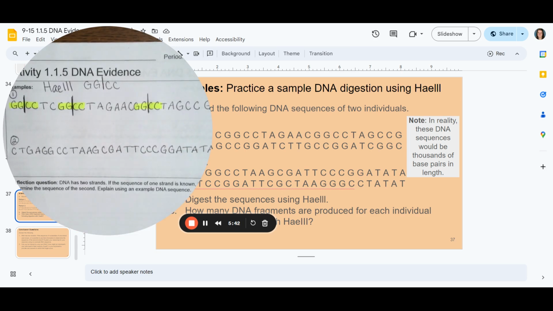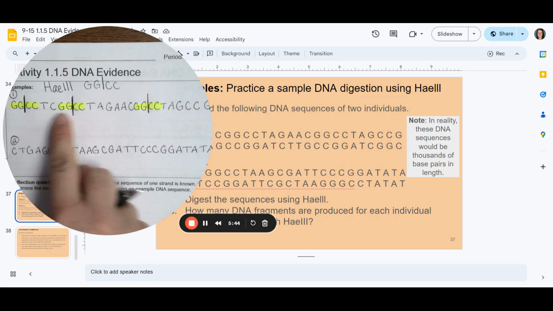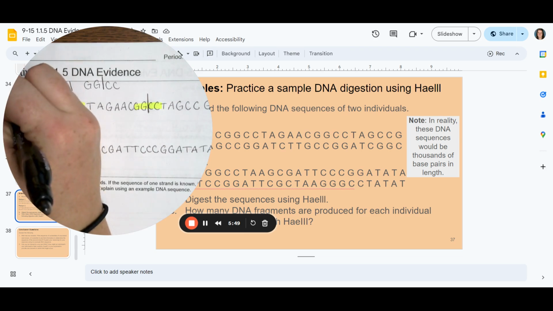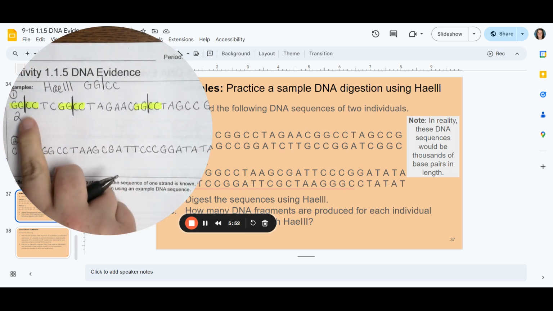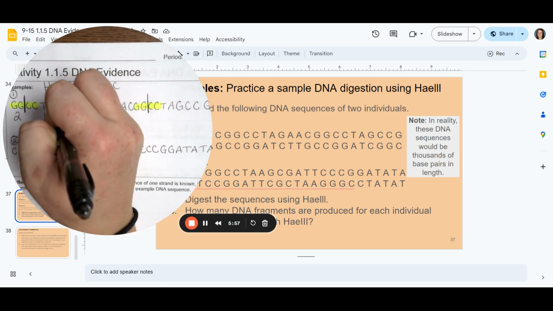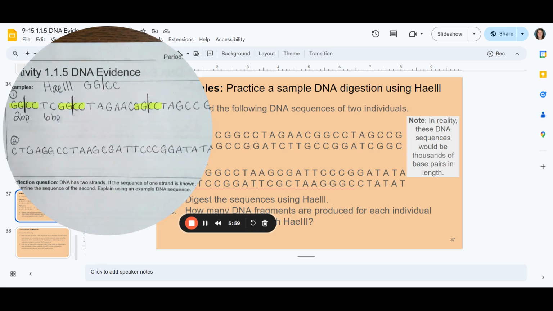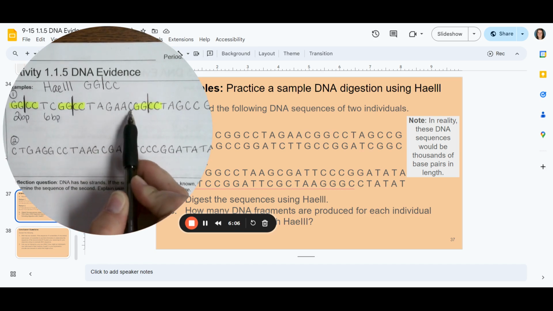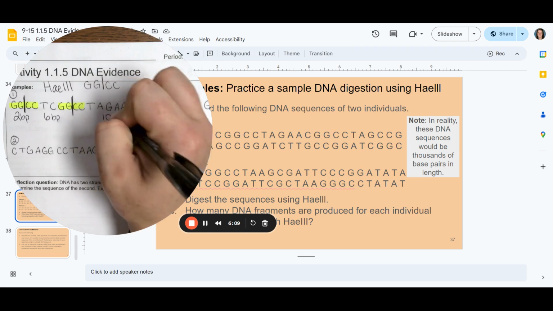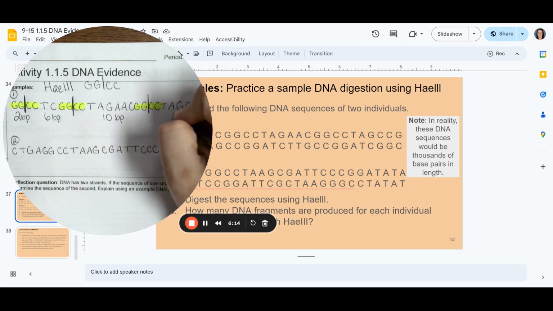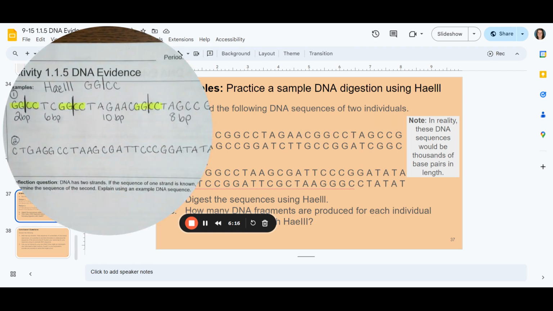To count those fragment lengths, we use the top strand and we literally just count the bases in each fragment. So this would be GG, that's 2, CCTCGG, that's 6 base pairs. We abbreviate that BP. A lot of times you'll also say KBP for kilobase pairs. 1, 2, 3, 4, 5, 6, 7, 8, 9, 10 base pairs. 1, 2, 3, 4, 5, 6, 7, 8 base pairs in that one.